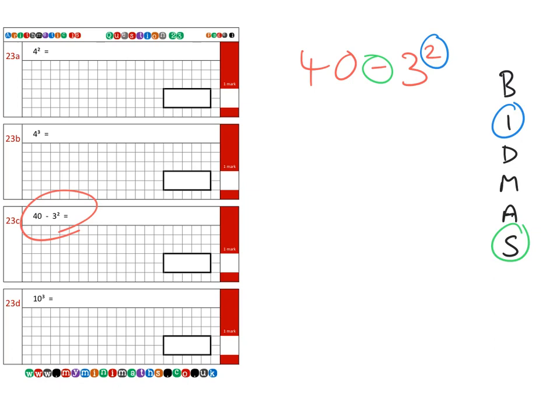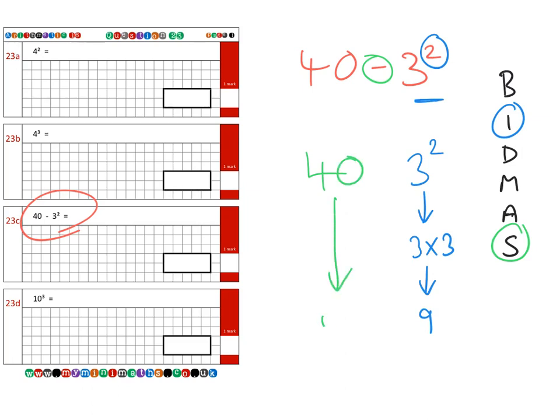So first of all, we're going to perform this part of the calculation. So that's 3 squared, and we know that is 3 times 3, which equals 9. Then we're going to take the 40, which comes all the way down, and we're going to take this 9 away from the 40 to give us a final answer of 31.